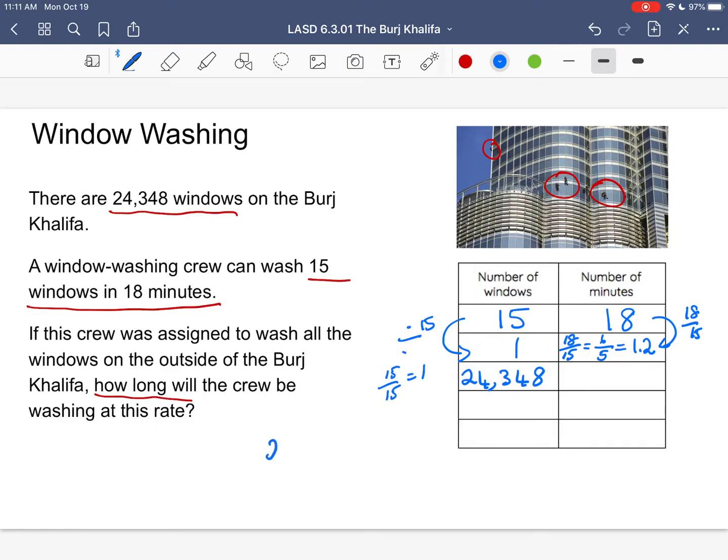So 1.2 minutes for one window. So then let's multiply 24,348 by 1.2 to find how many minutes to wash the entire building. And I've done the work on my calculator: 29,217.6 minutes to wash all of the windows on the building.